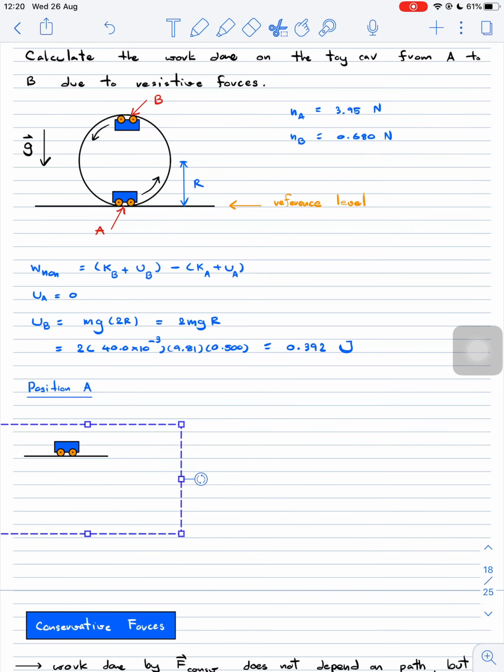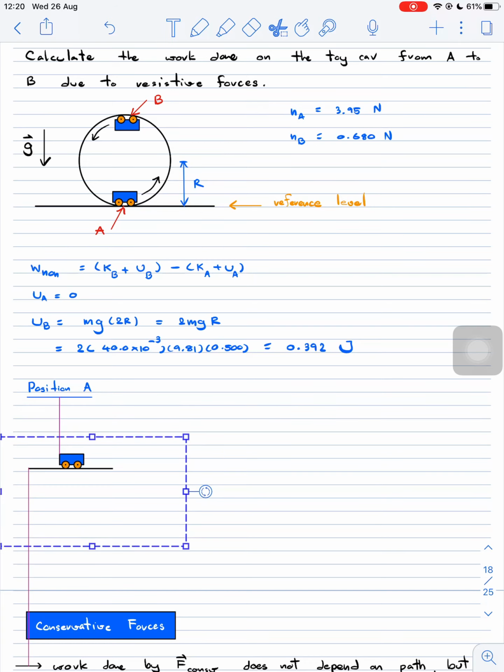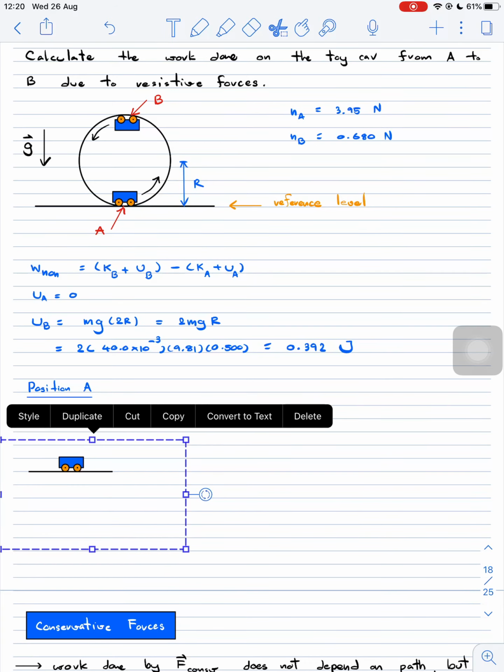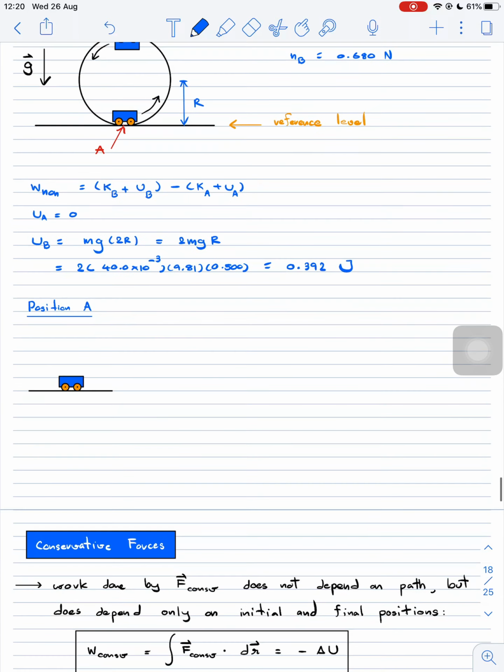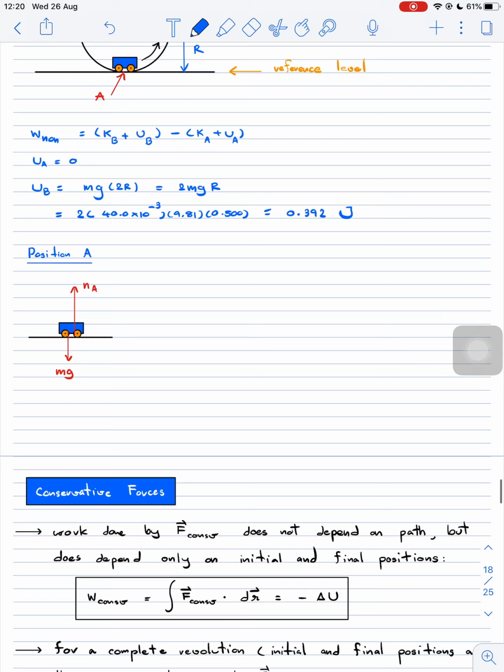Okay, so at this position, let's draw the free body diagram of the toy car. We have the weight, equal to mg, and then we have the normal reaction force in this direction, equal to Na. Let's say that the speed of the toy car at this position equals Va.